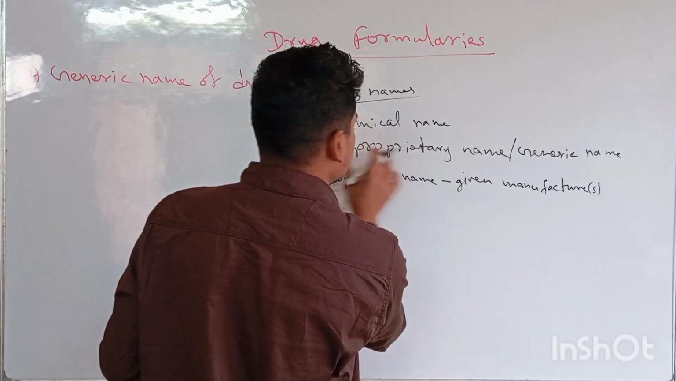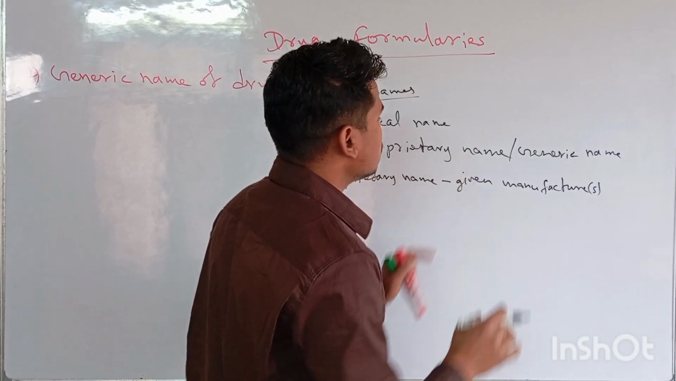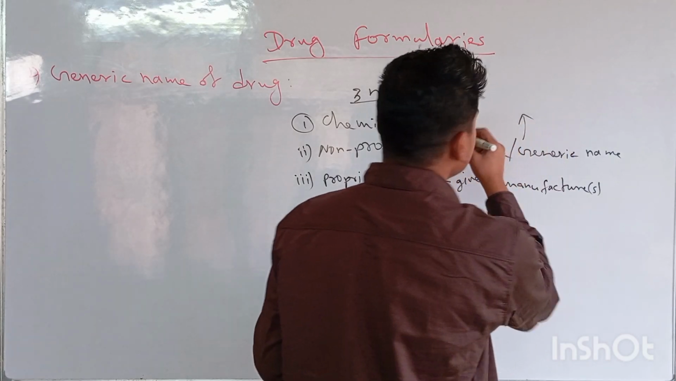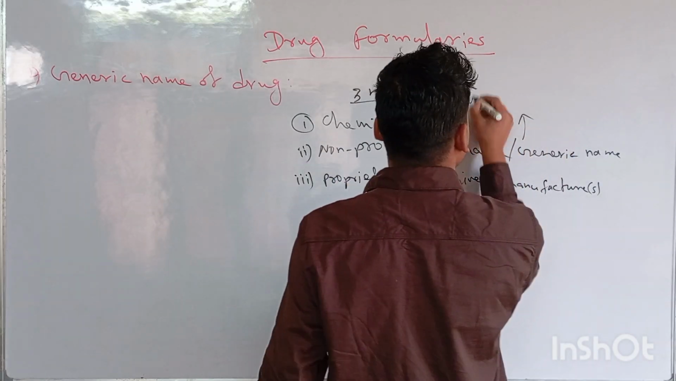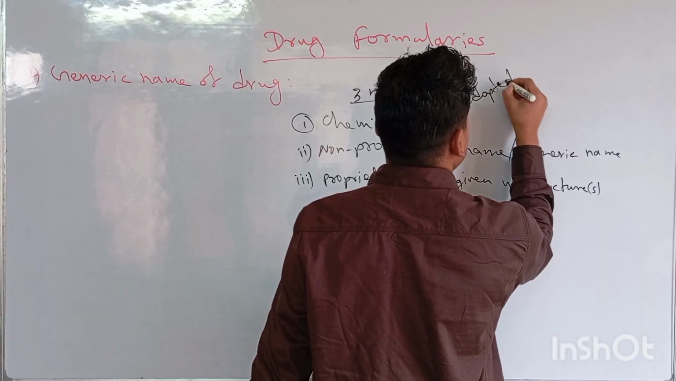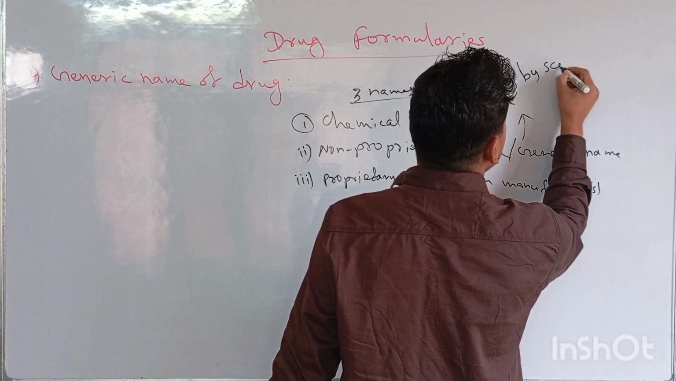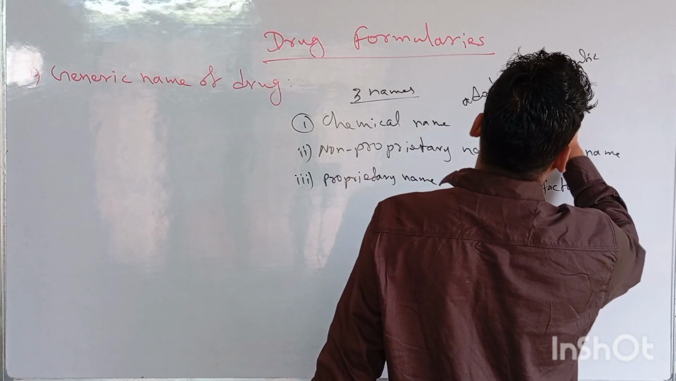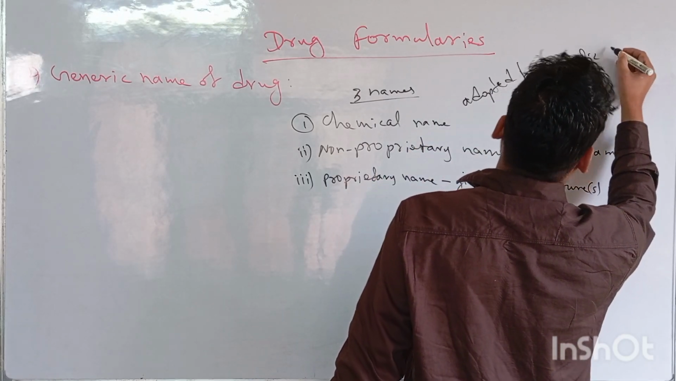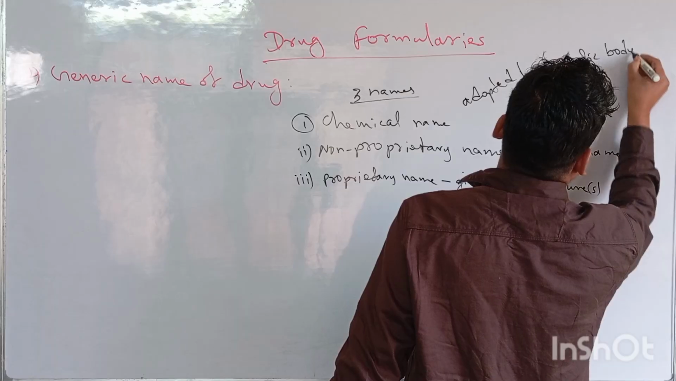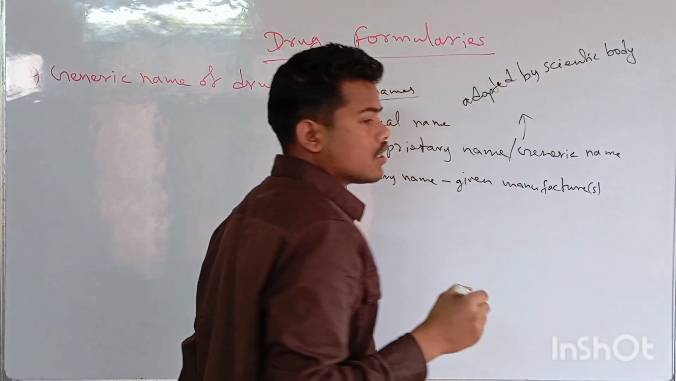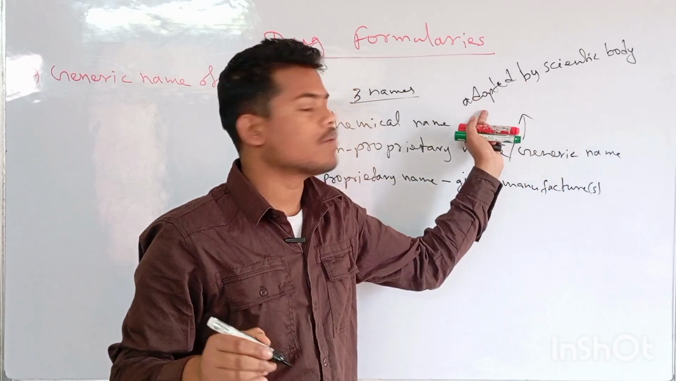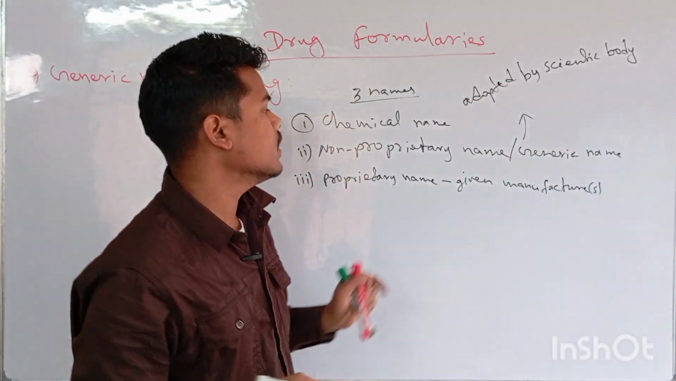Now I will focus on this non proprietary name. This non proprietary or generic name is the name adopted by a scientific body, a scientific authority or scientific body. These names are adopted by them.